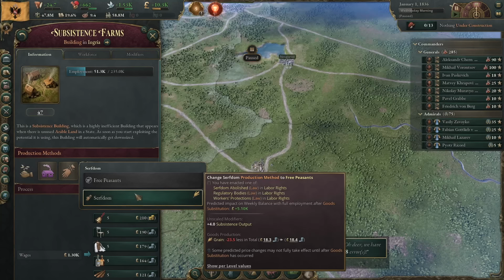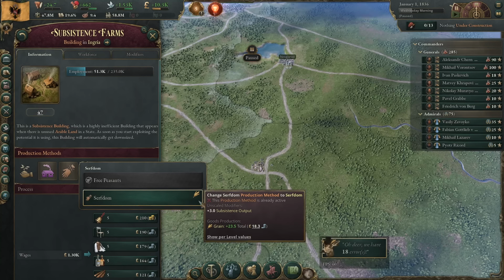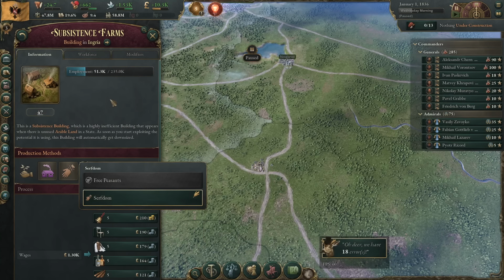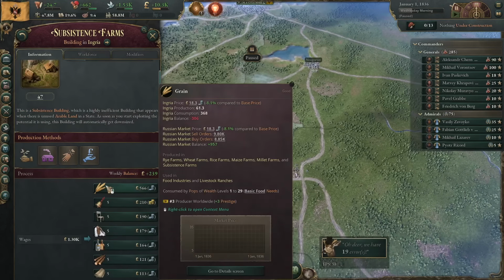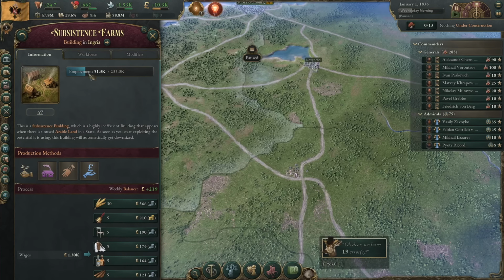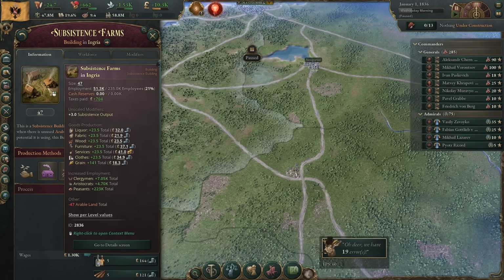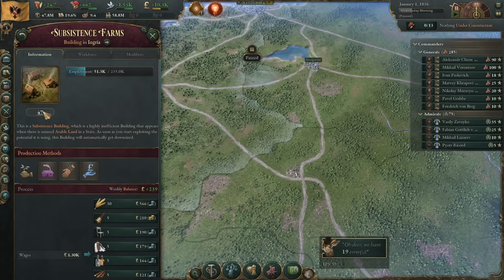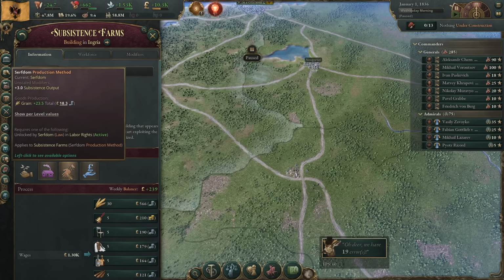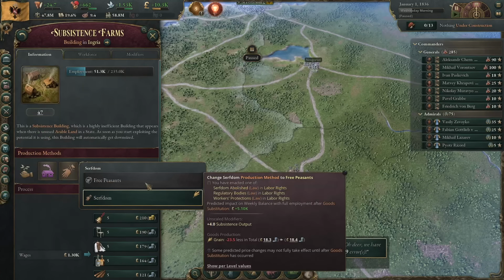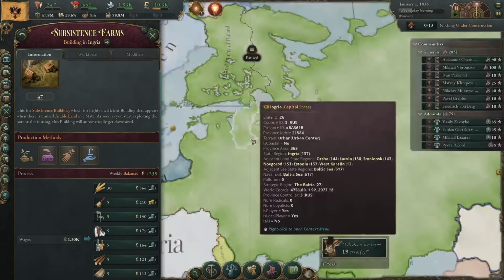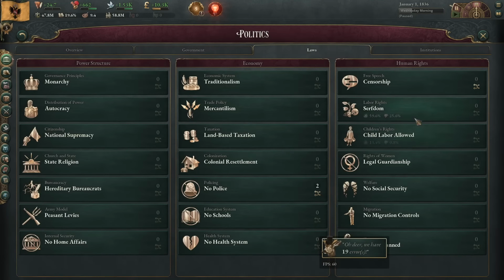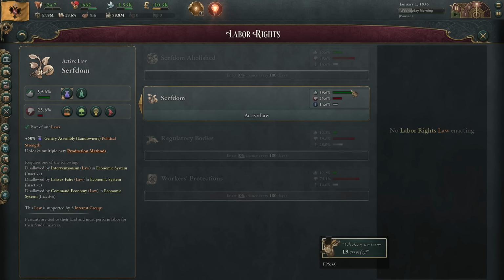So what that means is, if you have serfdom, you will have considerably more grain in your market, which is going to in turn keep the price of grain down. But because the price of grain is going to be the thing that's going to be determining a lot of the wealth of the peasants working on these subsistence farms, they're not going to get paid anything because there's just too much grain, right? And then they also don't get paid anything because their subsistence output is only 3 instead of 4.